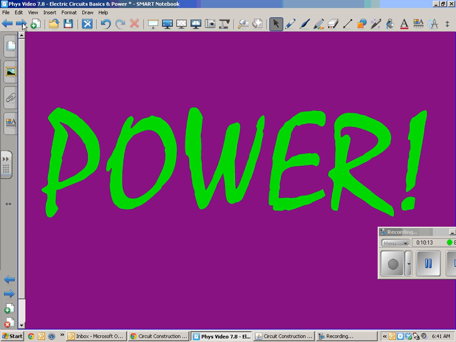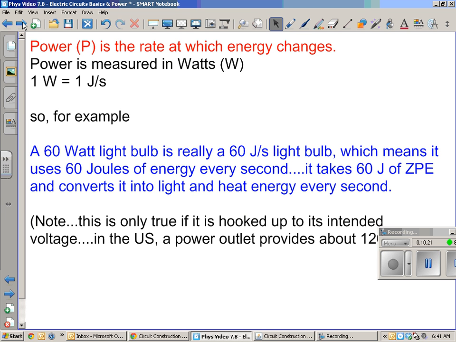All right. Last thing we need to talk about is what's called power. This is electric power. Okay. Well, any kind of power, really. All right. So power. Symbol for power is a capital letter P. Remember, lowercase p is momentum. So capital P, power, is the rate at which energy changes. Okay.